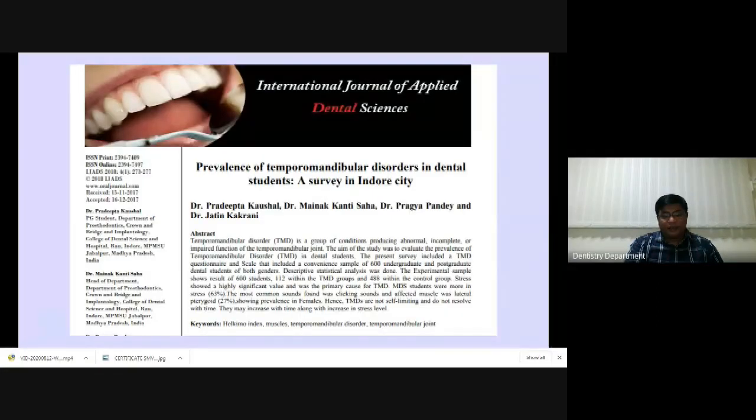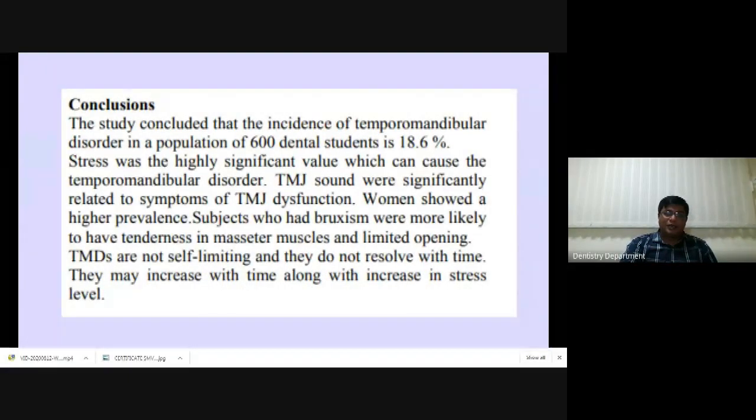And this I would like to share here: there was a study conducted by Indian researchers on the prevalence of TMD in dental students. So it's intriguing. The study concluded that out of 600 dental students, 18.6% had TMD. So that is a huge prevalence among dental students. And stress was the highest significant factor which can cause TMD. We are going to discuss that.